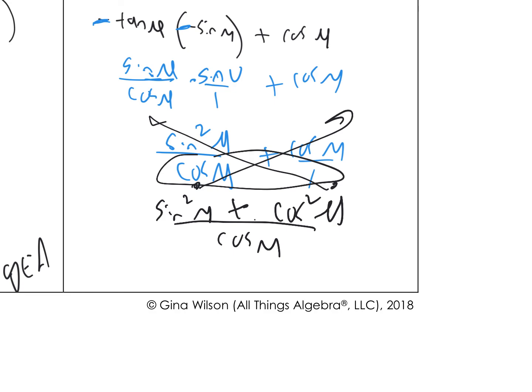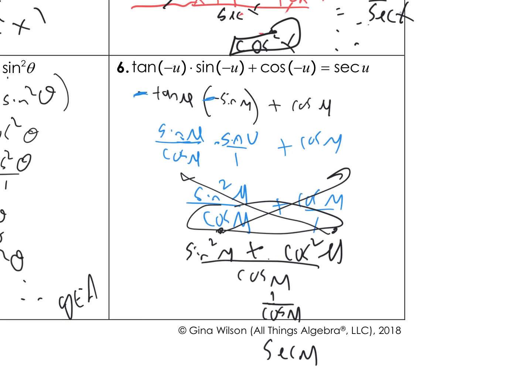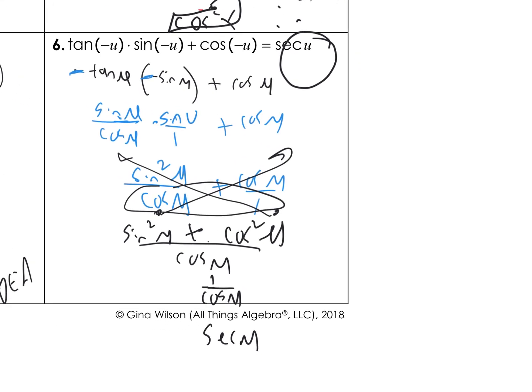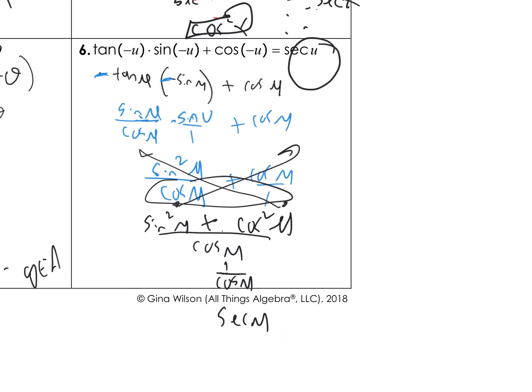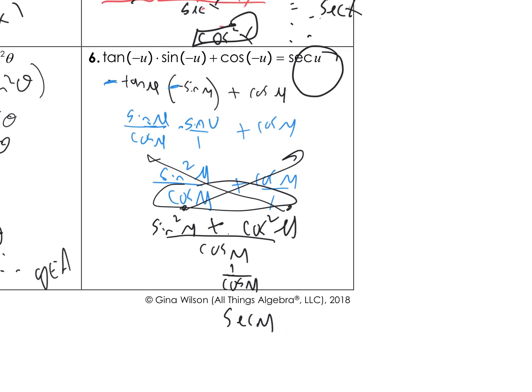What's another name for sine squared u plus cosine squared u? 1. 1 over cosine of u. What's another name for 1 over cosine of u? Secant of u. Is that what I was looking for? Yes. Do you hear the angels singing? Hallelujah. Every time this happens, I am astounded that it worked.